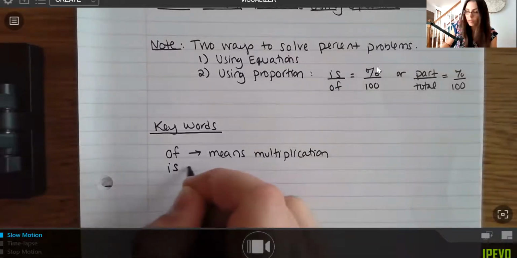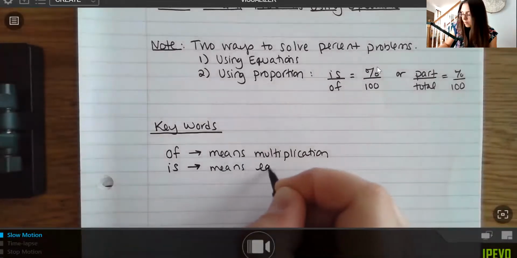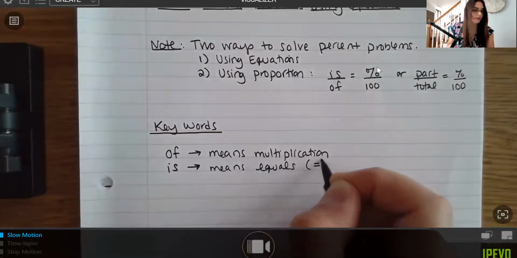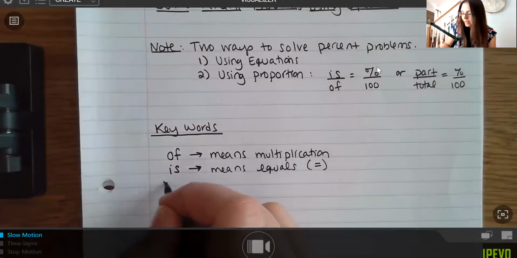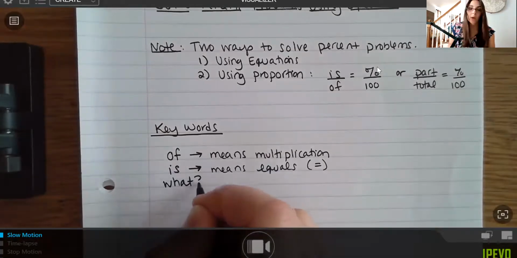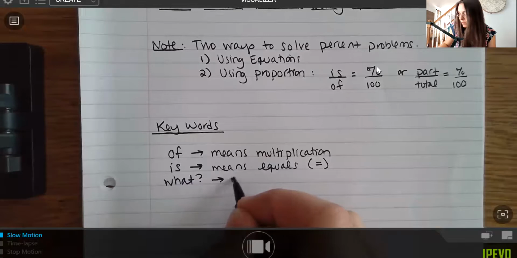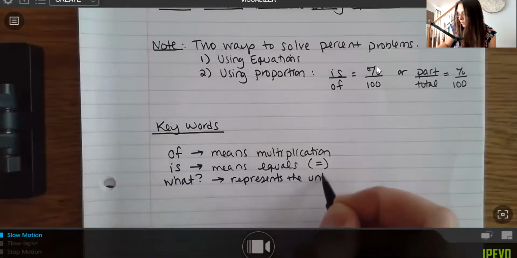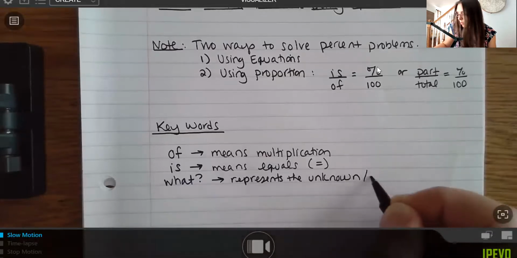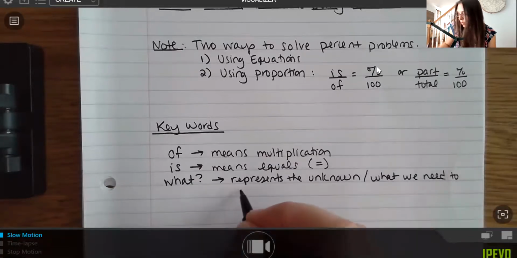Another word we're going to use here a lot is the word is, which I think we all know means equals. Okay, so that's your equal symbol there. And then for our basic problems, you're going to have a what idea. I'm just going to put a question mark because it may not be the exact word what, but it could be. And this is what we're trying to find. So this represents the unknown, or what we need to find, like our goal of the problem.